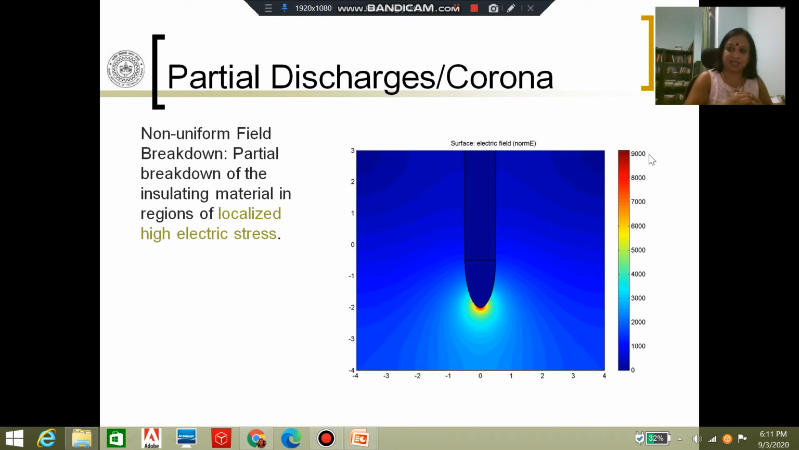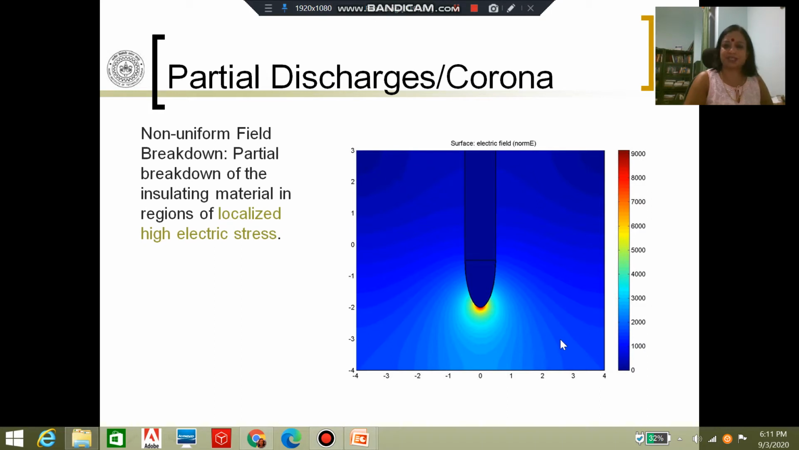What I'm trying to say is that the field is graded in such a way that you have pretty low fields almost everywhere within the gaseous medium, but in a very small region the field is high and the field is maximum at the needle tip. Now imagine that this is air, and we already know that the breakdown strength of air is something like 30 kV per centimeter. So let us imagine that this blue region corresponds to something like 10 kV per centimeter, which is considerably lower than the breakdown strength of air.